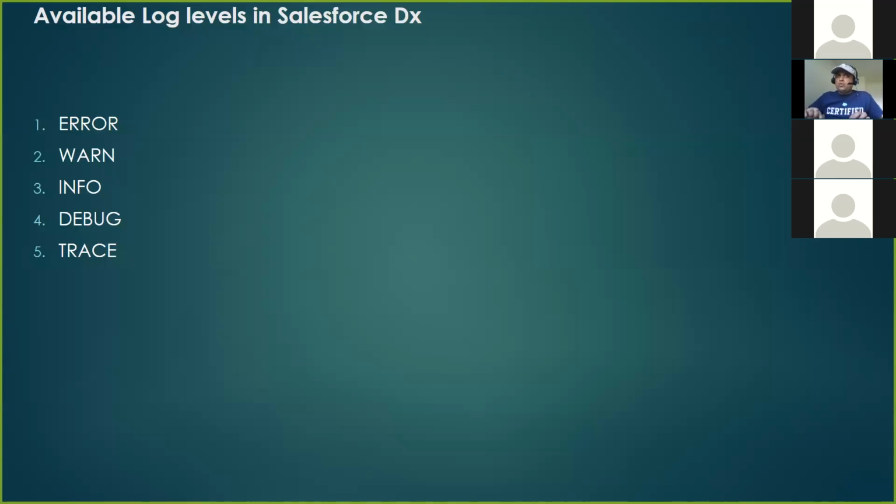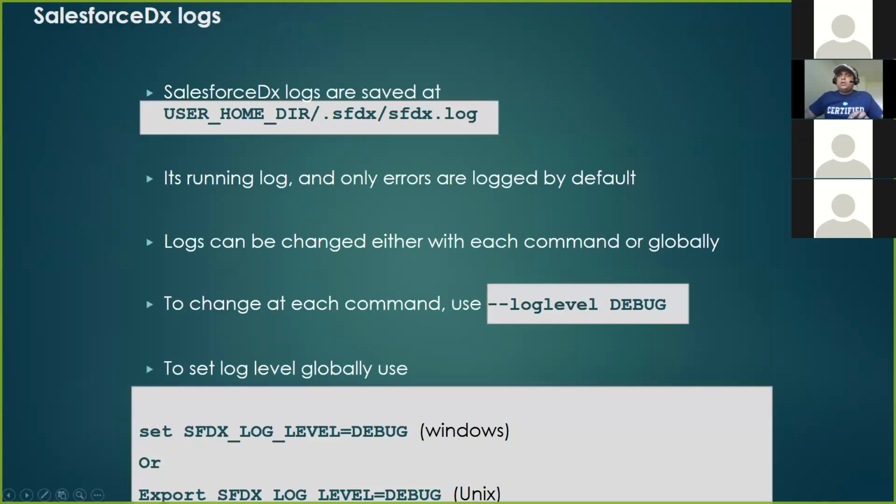If you want to capture the complete information, or the trace with each command, either you use this command or you can globally set the log level using this command in Windows. And this is how you have to use export in Unix.